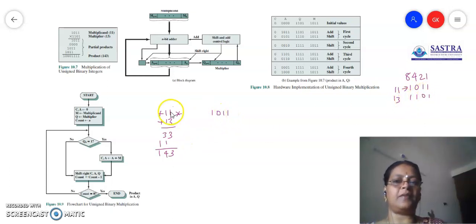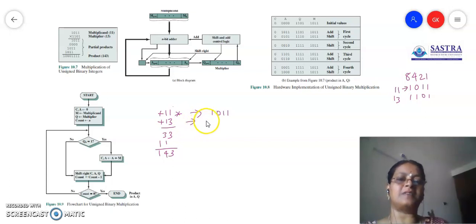So I have written plus 11 in binary like this, and now plus 13. Of course, the sign bit is not going to be considered. We are just working out only unsigned multiplication. So you take 1101. How are we going to do this multiplication? As we all know, the first operand is referred to as the multiplicand, and the second operand is referred to as the multiplier. I am going to multiply the multiplier with the multiplicand.